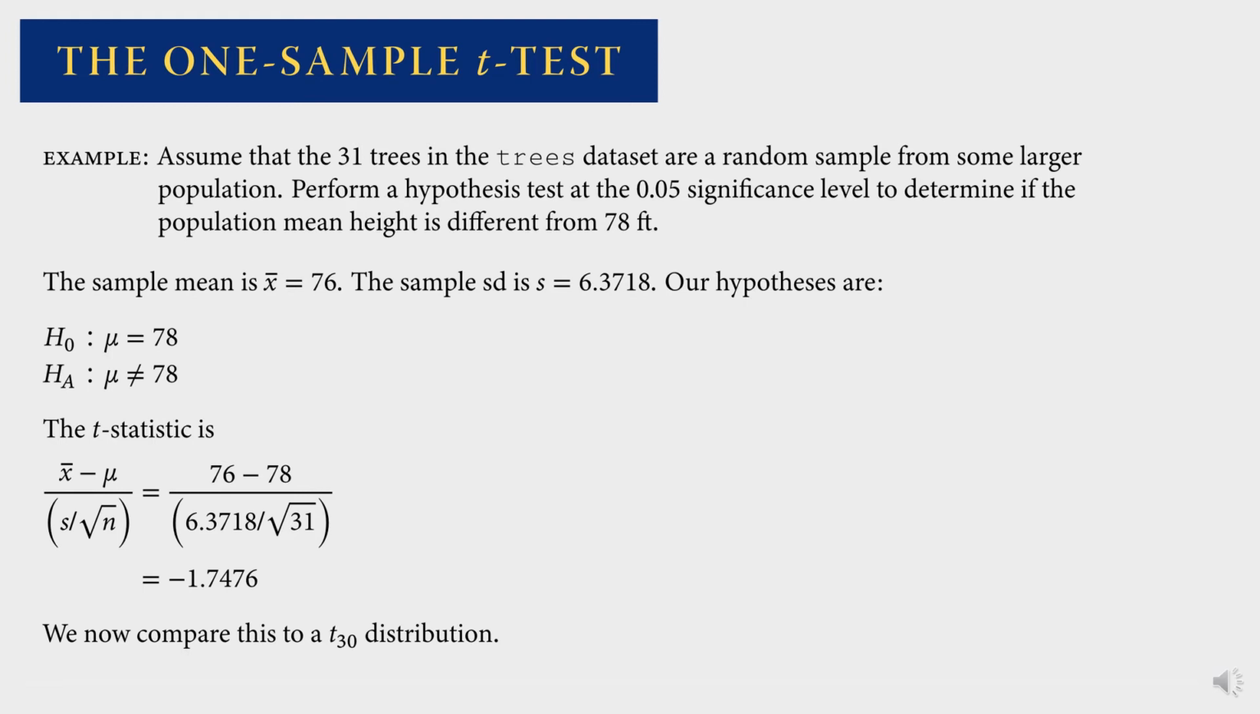The t-statistic is negative 1.7476. This statistic will follow a t-distribution with n minus 1 degrees of freedom, where n is the sample size. Here, n is 31, so the degrees of freedom are 30. We compare this to a t-distribution with 30 degrees of freedom.